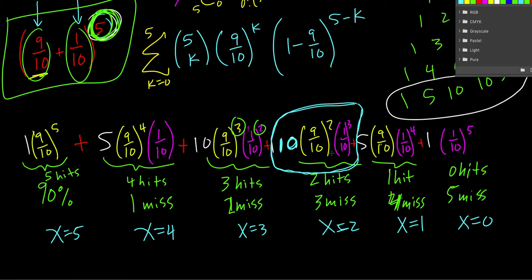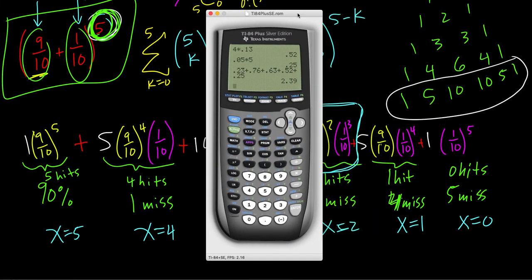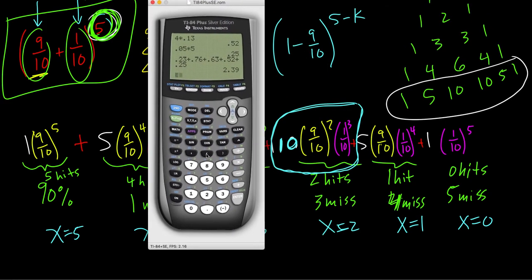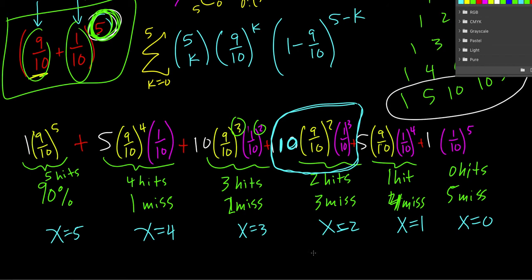And so if we just plug that into a calculator, first I'm going to do the 1/10 raised to the 3, and I'm going to times that by 9/10 squared, and I'm going to times that by 10. Okay, so there's 0.0081. And that is the probability that he will hit 2 targets.